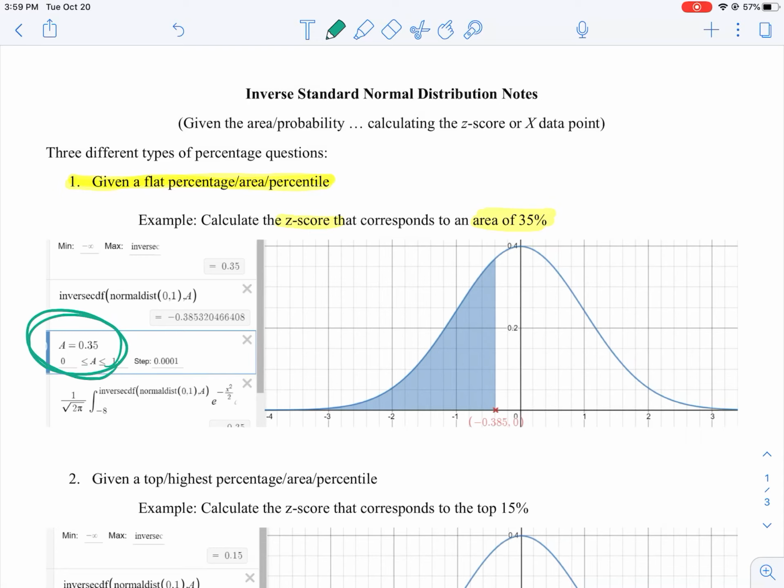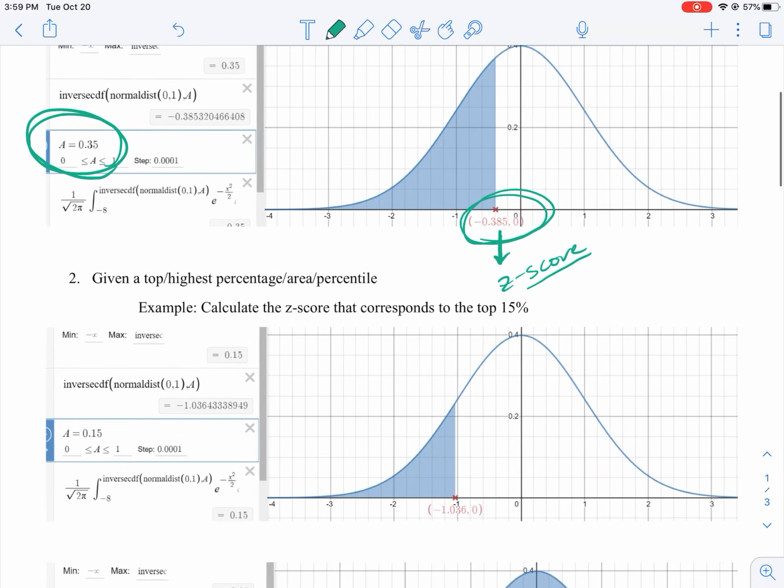I typed in 0.35 because I needed to change 35% into a decimal, so I divided it by 100. Once you do that, your area should set up here, and the thing that you're interested in is this number down here. This number is your z-score. That's the key to it all. Sometimes that's all you need to give is the z-score, and sometimes you need to go a step farther. So we'll move into that as we continue. But this is the first type of question. Again, you're given just a flat percentile or percentage, and you just plug in that as a decimal and pull out the z-score.